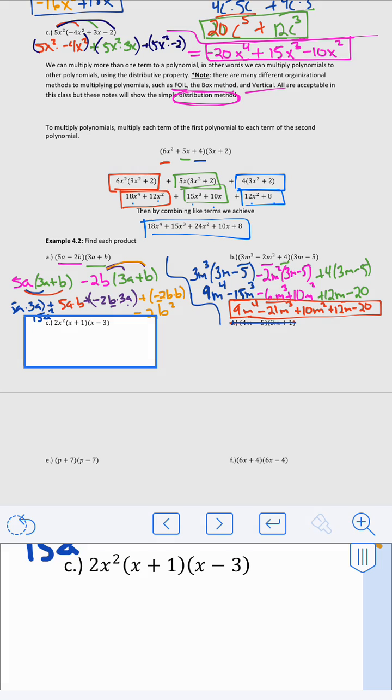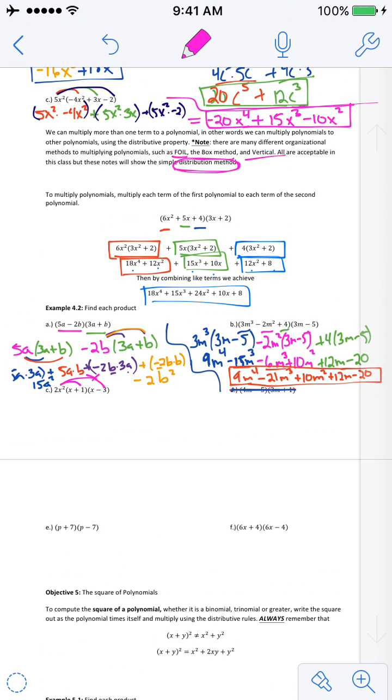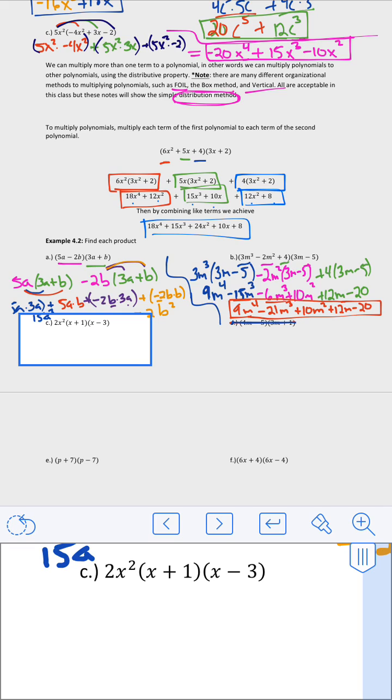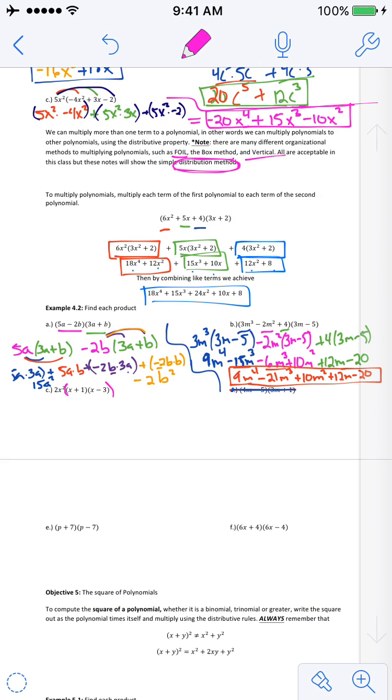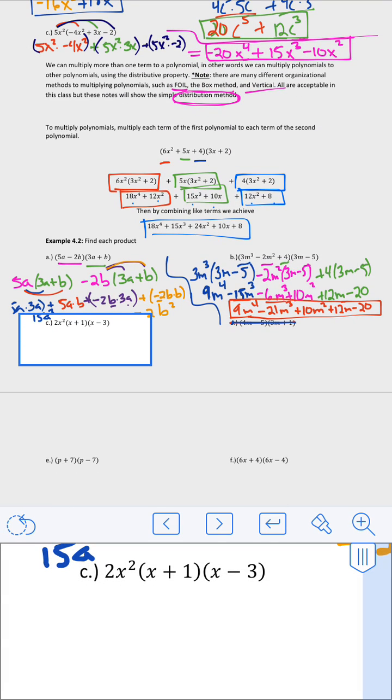What I do not want to do is distribute, okay? That's not what I want to do. The reason is, that's not what it's telling me to do. There is no giant parentheses around those 2 second terms, right? If there was a giant parentheses around this, then yes, I could distribute, but there is no ginormous parentheses around this. So instead, I'll just pick my 2 favorite and I'll multiply those.